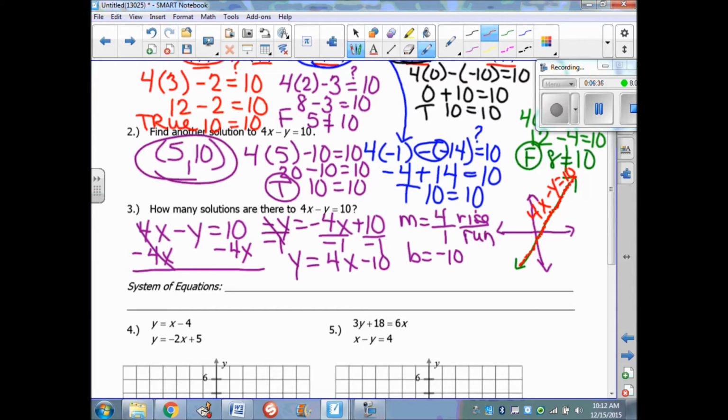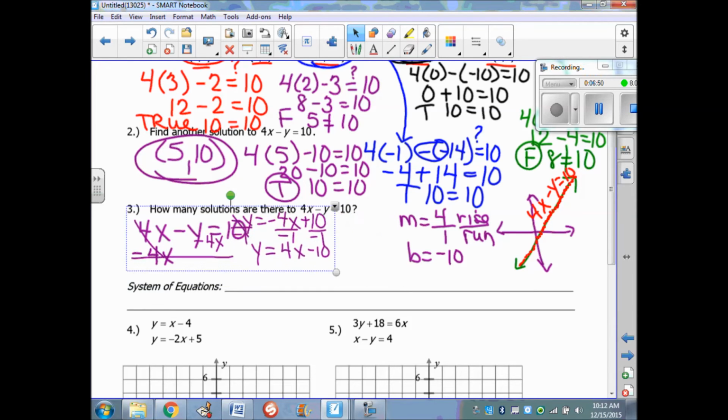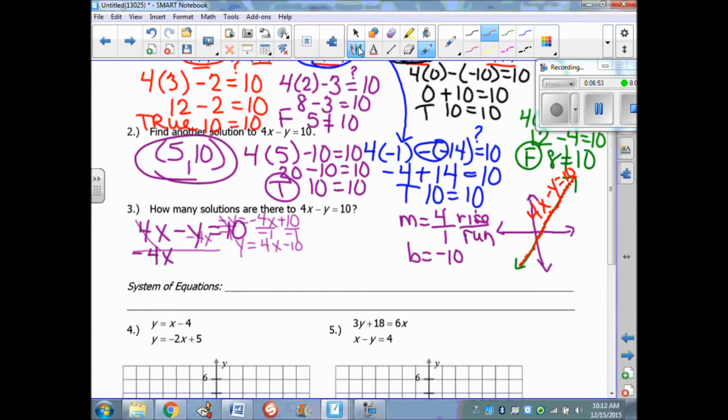How many solutions are there to 4x minus y equals 10? Hopefully you're going to say there's too many to count, because there are an infinite amount of solutions to 4x minus y equals 10. Let's see if I can shrink this up a little bit. I can put our answer in there. So how many solutions are there to this? There are an infinite amount of solutions to that equation. Okay?